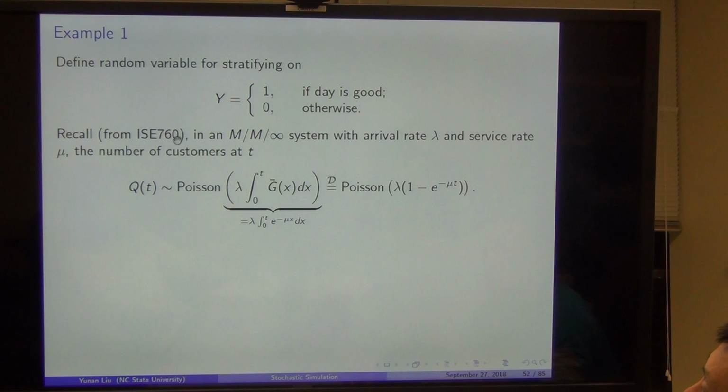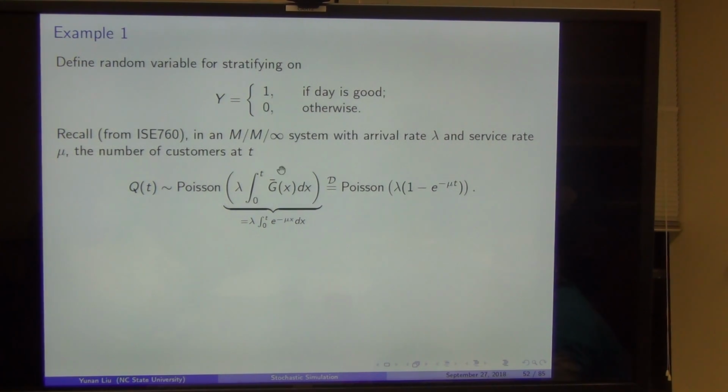Okay? Recall from 760, we know how to deal with the infinite server queue. We have a Poisson arrival, exponential service, and infinite service capacity, with an arrival rate lambda, which is fixed, and service rate mu. We know that Q(t), at a fixed t, the total number of customers in the infinite server queue, is a Poisson random variable whose mean is lambda times the integral of G bar, where G bar is the CCDF of the exponential. For an exponential random variable, G bar is equal to e to the minus mu x. This is something we derived before in the stochastic models class.